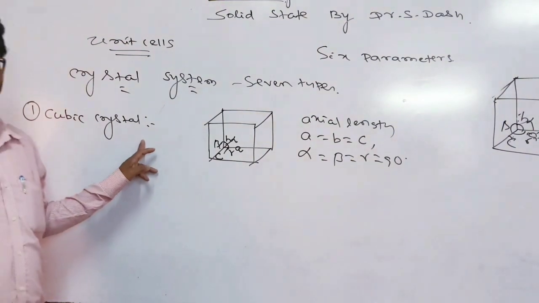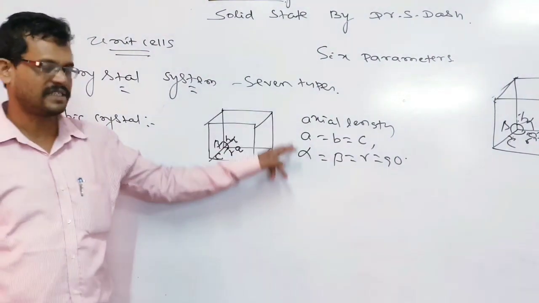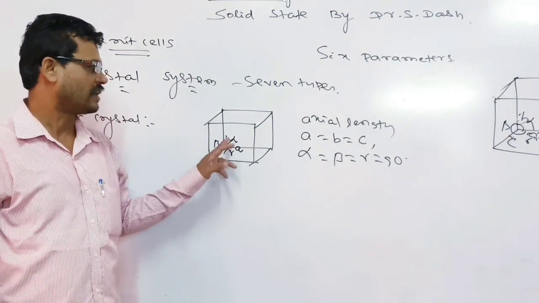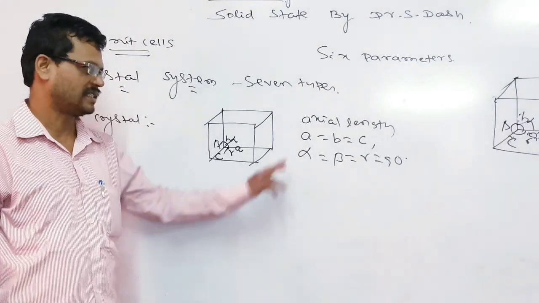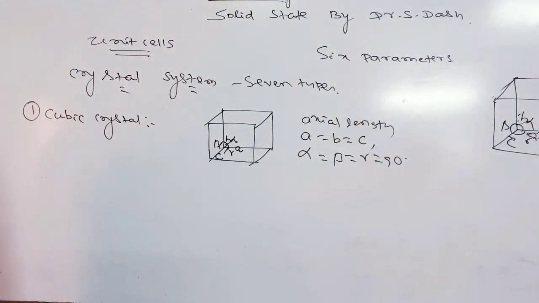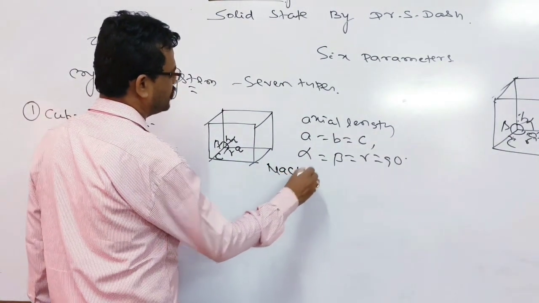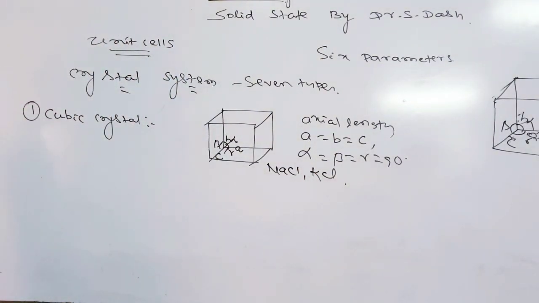So in cubic crystals, the 6 parameters are such that the angles are 90 degrees, and the lengths, that is length, breadth, and height, are also equal in nature. Some examples of this are NaCl or KCl. These crystals show the cubic type of pattern.